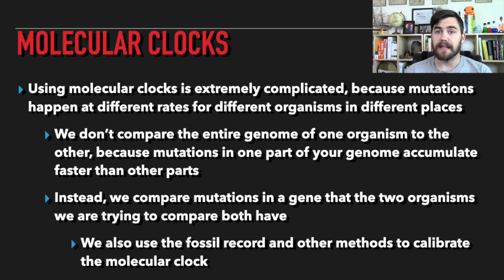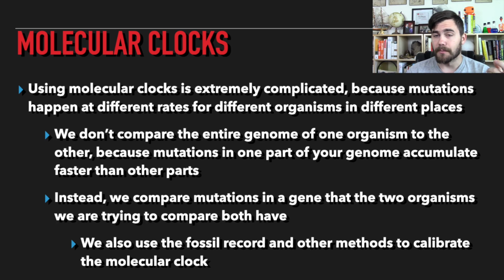What we do with molecular clocks is we compare mutations in a single gene that we know the two organisms share. And that's what we track the differences in. So we don't count the overall 2% genetic difference between us and chimpanzees. We pick a gene that both us and chimpanzees have, and we see how much it has changed over time.